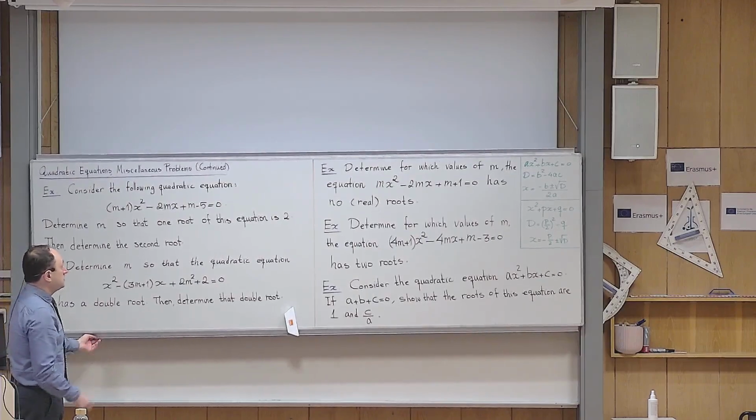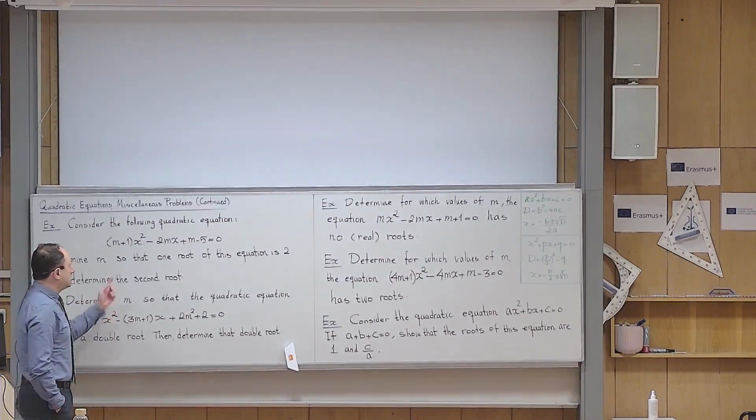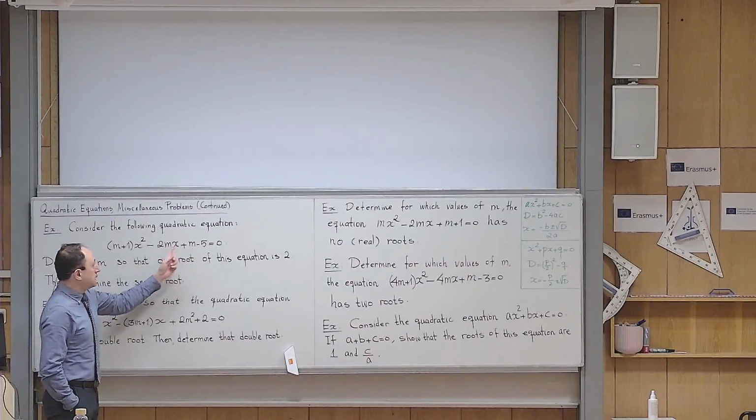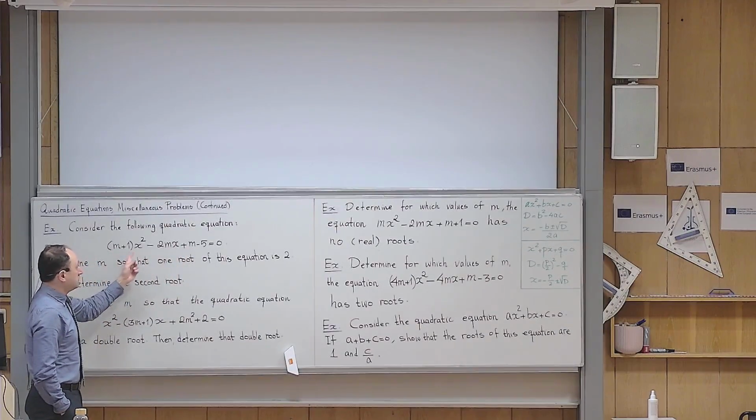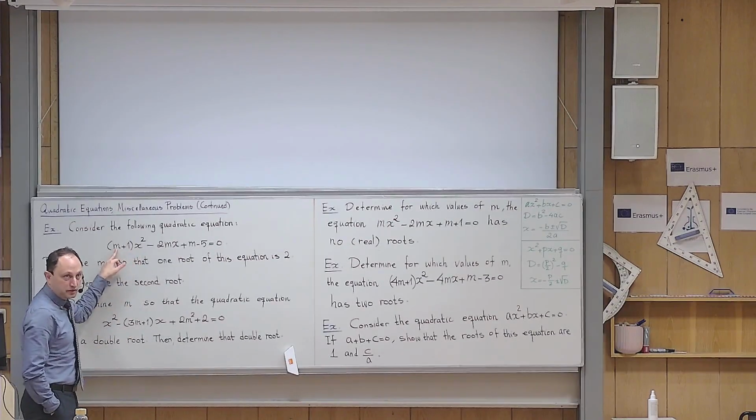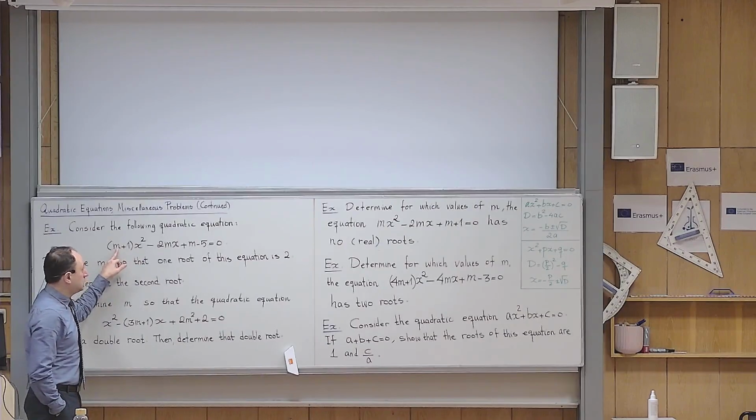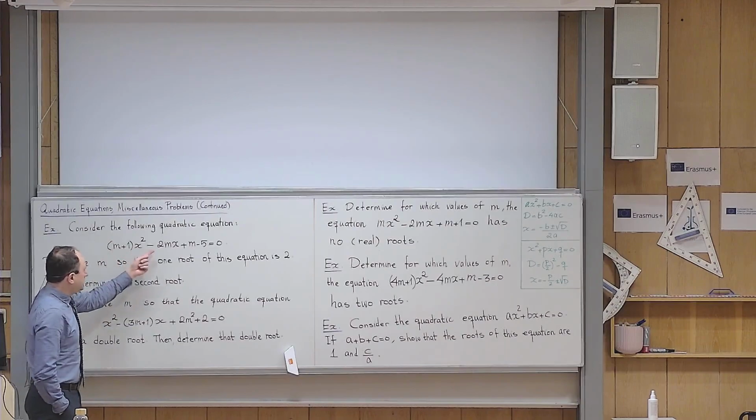Let me just review what I mean by this. So don't get confused if you have more than one letter in your equation. Still, x is your unknown. The other letter is called a parameter of the problem, of the equation. So what is the question? What is the meaning of this way of writing?